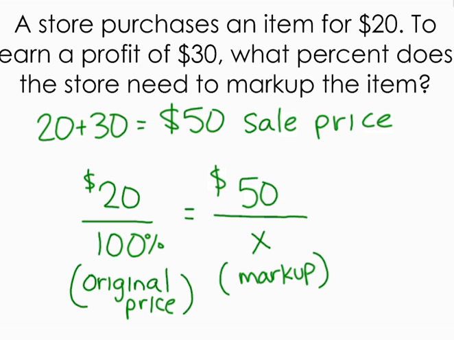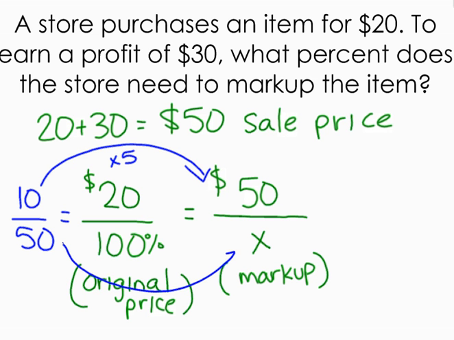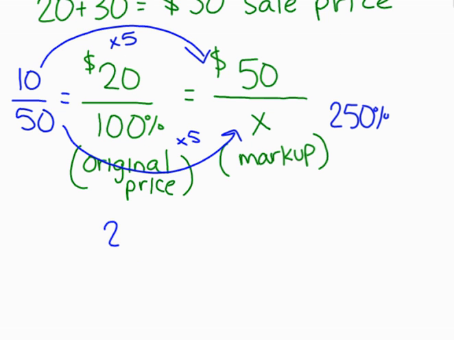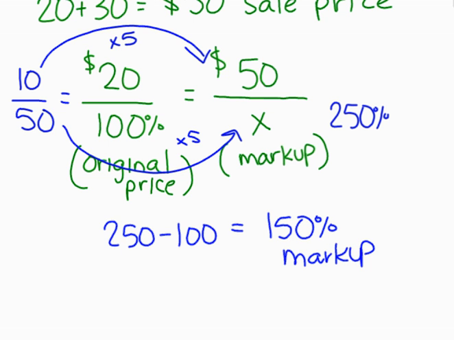This time it might make more sense to simplify the first fraction. I could divide by 2 and get 10 over 50, and then multiply by 5 to get my x value. So 50 times 5 tells me that my markup total percentage is 250%. Now remember, 100% represents the original price, and I want to know just how much to mark that up. So basically what I'm going to do is subtract off my original price, and I'll be left with a 150% markup.